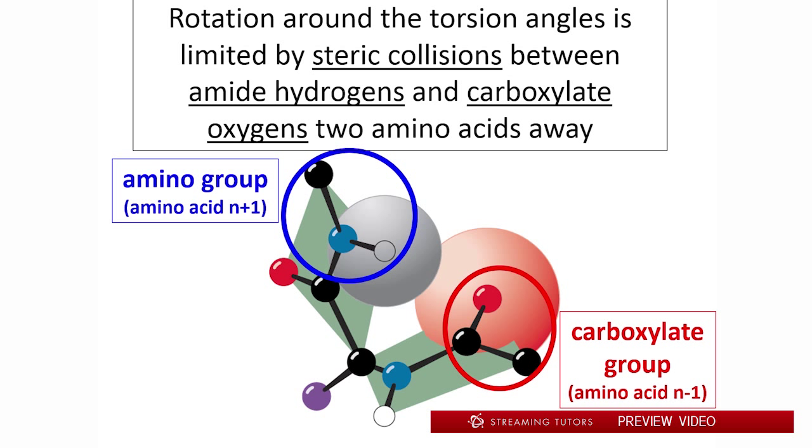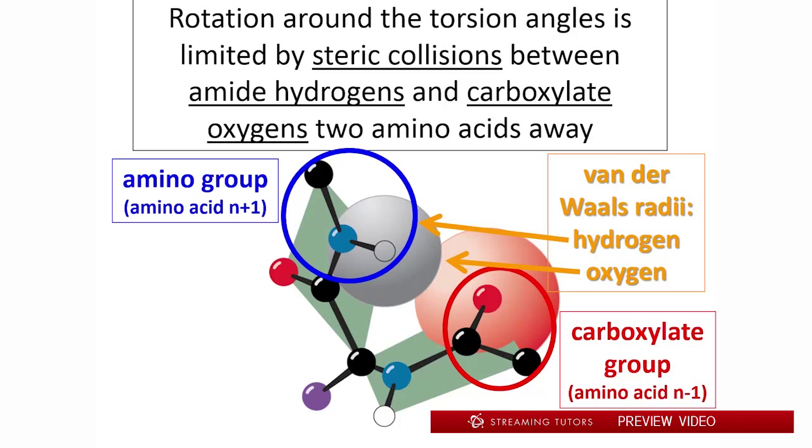So the amino group of amino acid N plus 1 in an amino acid sequence is circled in blue here. The carboxylate carbon is circled in red. And for one of the hydrogens on the amino group and the carbon on the carboxylic group, the van der Waals radii are illustrated here in gray and orange, respectively. Remember that van der Waals radii are where the electron density in the electron shell is high enough that two atoms can't approach any more closely without unacceptable levels of electrostatic repulsion. So this is as close as the atoms get.